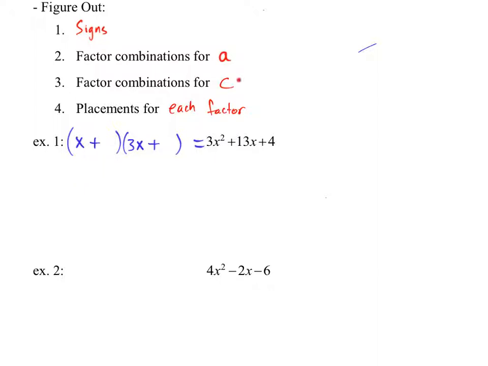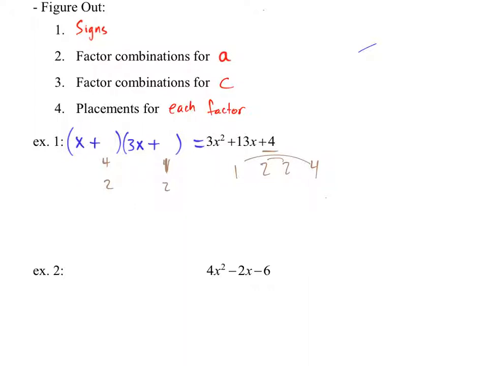All right, factor combinations for C. So what times what gets me my 4? 1 and 4 or 2 and 2. So those are my combinations. So now we need to figure out, well, what could those be? Could it be 1 and 4 here? Or I wouldn't write all this, but it could be 1 and 4 there. It could be 4 and 1, in that order. Or it could be 2 and 2.